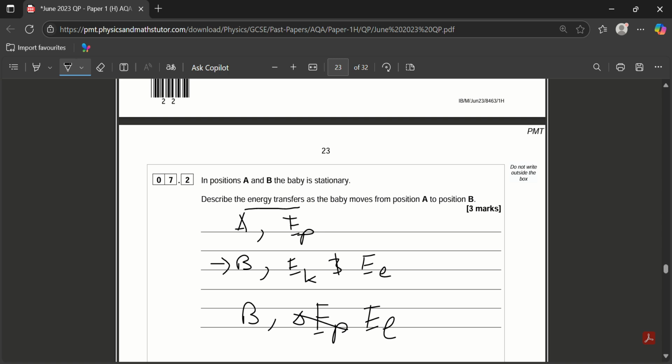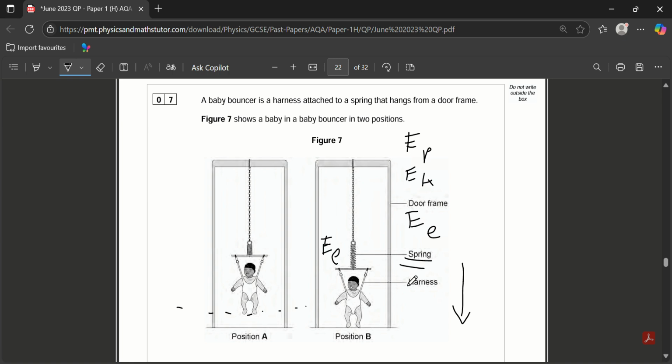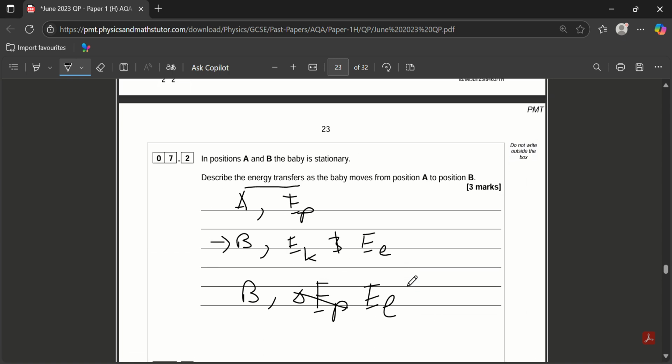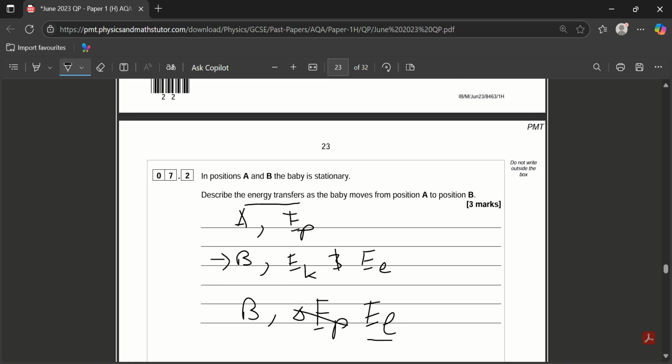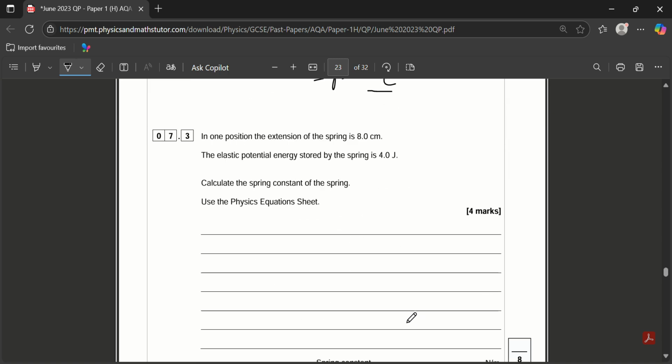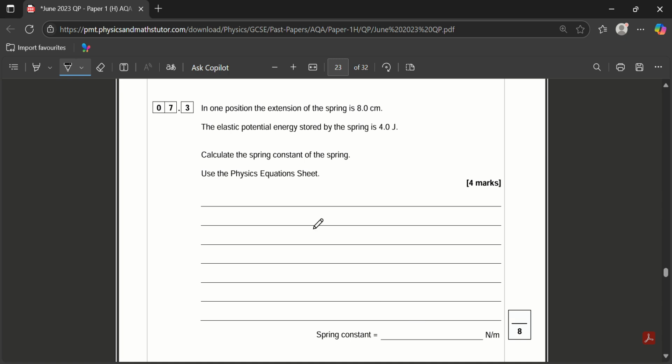Sorry, it's going to be fully in elastic potential energy because there's nothing holding the baby up apart from the spring, and the spring is fighting gravity to do so. So this is going to be full, that's going to be full, and yeah, your 3 steps. At A, fully gravitational potential energy. At B, some kinetic energy and some elastic potential energy. And then at C, it's going to be fully elastic potential energy.